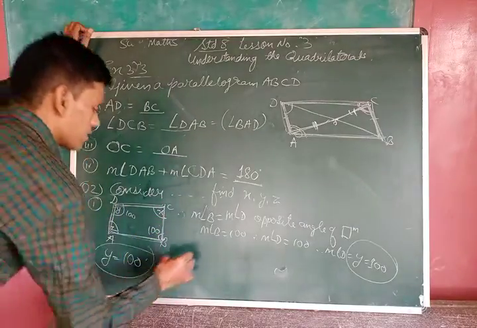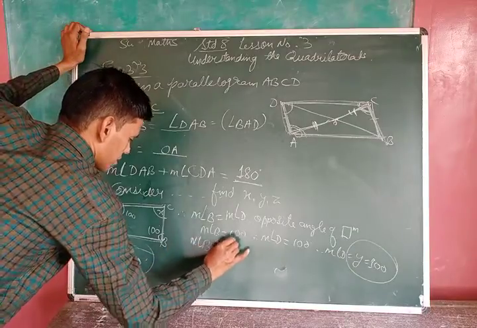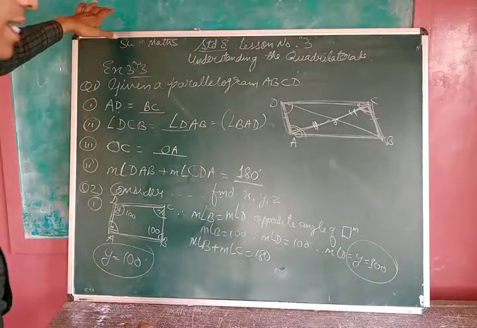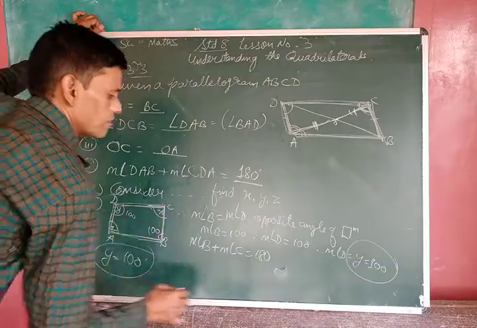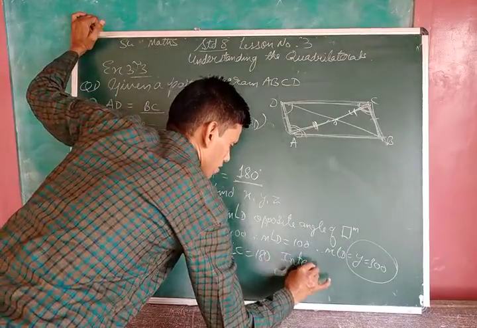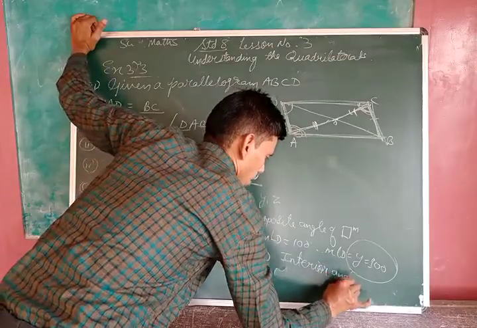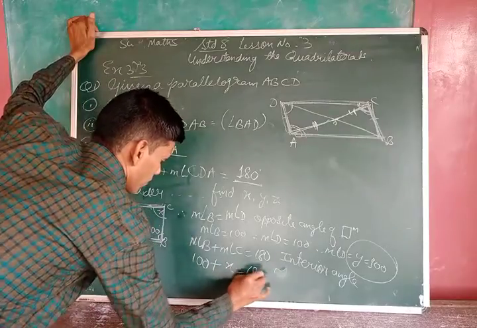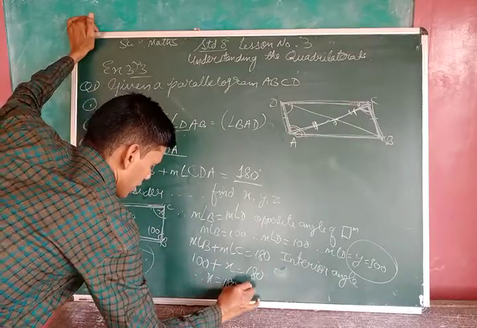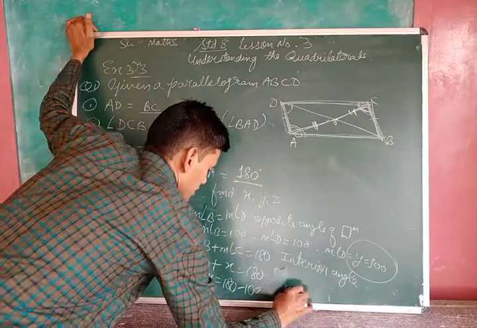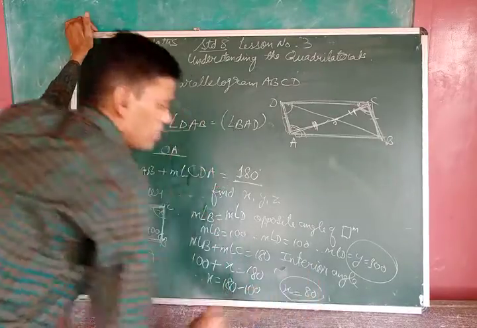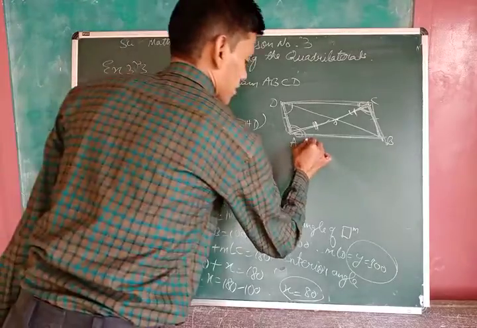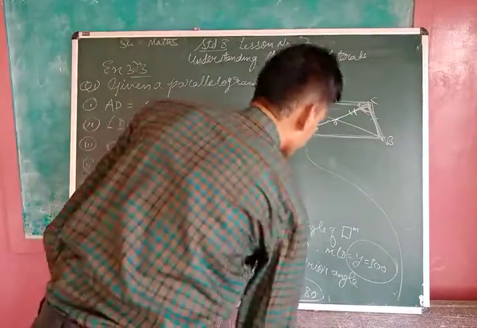Now we know that measure angle B plus measure angle C is 180. They are supplementary, interior angles on the same side. Therefore, B is given 100, C is given X, so 100 plus X is equal to 180. Therefore, X is equal to 180 minus 100, so X is equal to 80. The value of X is 80. I am writing it here.